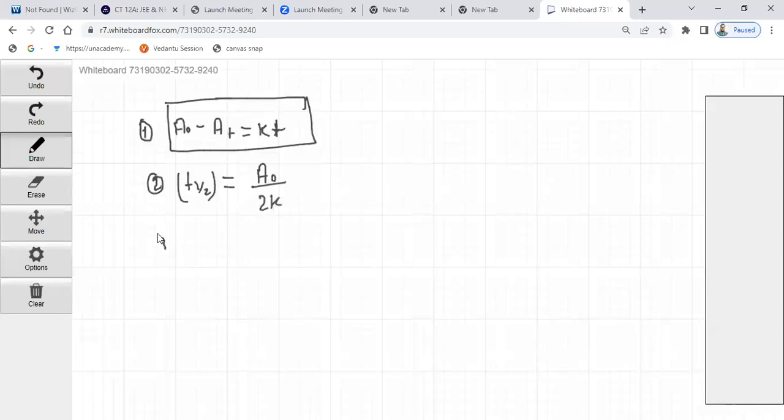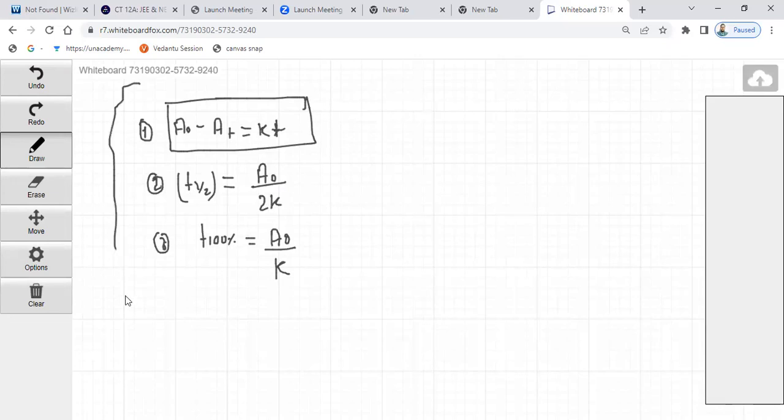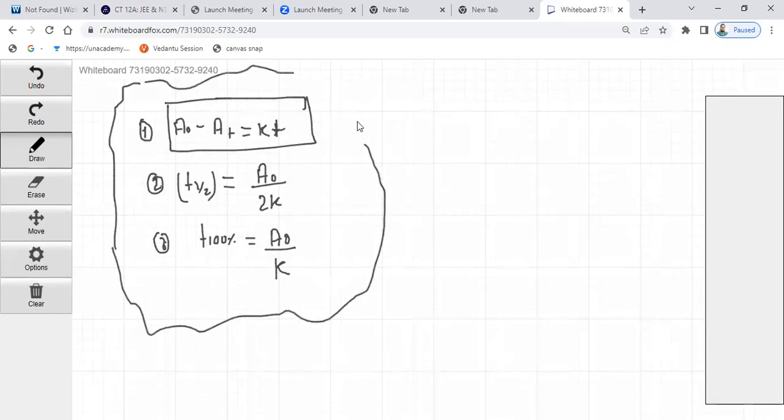After that, third, we have calculated t 100%. T 100% means that the value will be equal to A naught by K. T half will be equal to A naught by 2K, and t 100% will be equal to A naught by K.